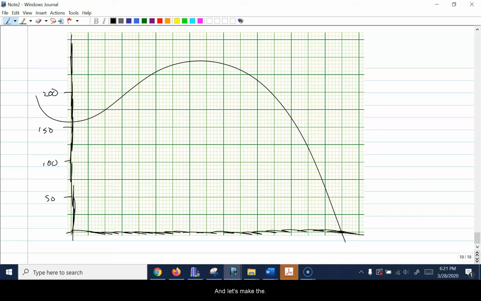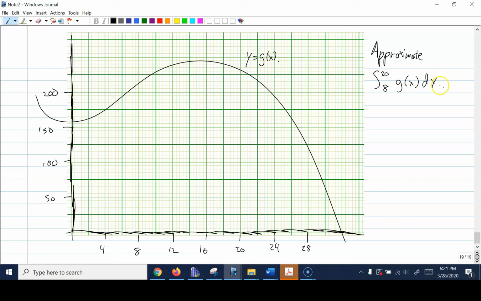And let's make this 4, 8, 12, 16, 20, 24, 28. Let's label this function g of x, and let's say our instructions are to approximate the integral from 8 to 20 of that function. Integral from 8 to 20 of g of x dx.